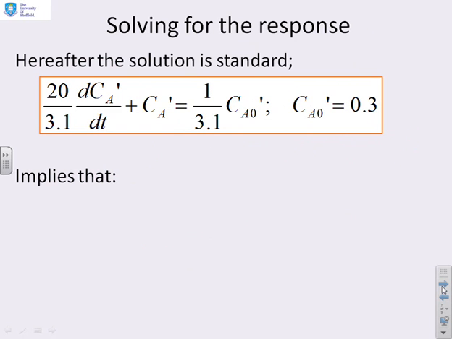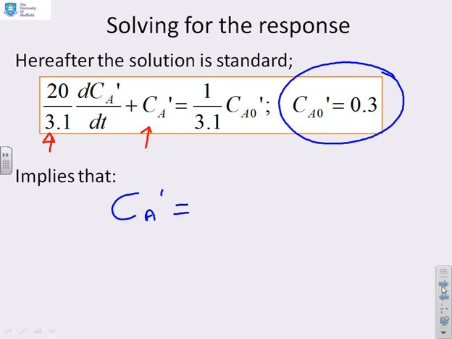So I've rewritten the expression here, but you'll notice the subtle difference is I've moved the CA dash onto the same side as the derivative, so that this is in time constant form, and I've also divided throughout by 3.1, again to put the model in time constant form. So we have 20 over 3.1 dCA dash dt plus CA dash equals 1 over 3.1 times CA0 dash. And if you read the start of the question, you'll remember we said that CAO dash is going to be 0.3. Now because this is in standard time constant form, I can actually write the solution by inspection.